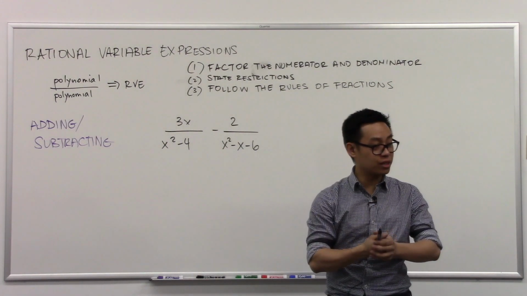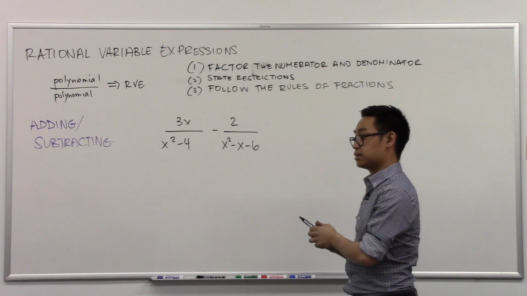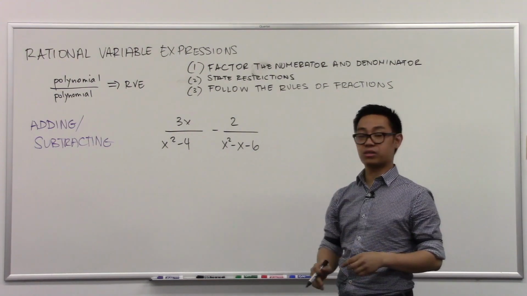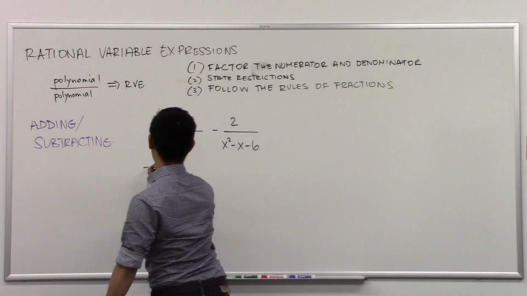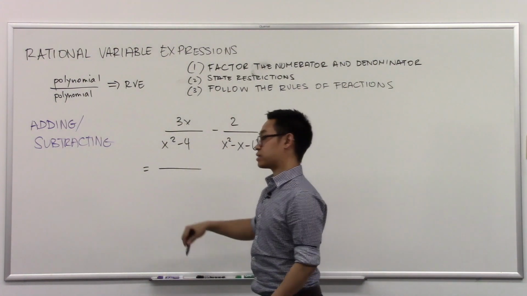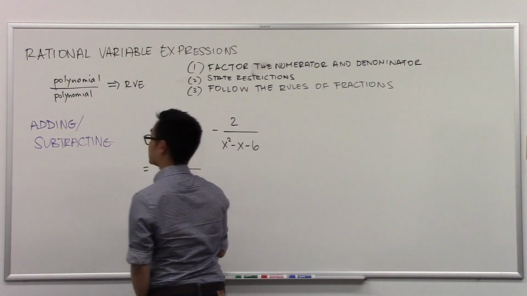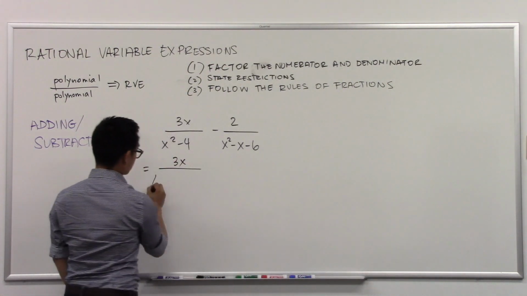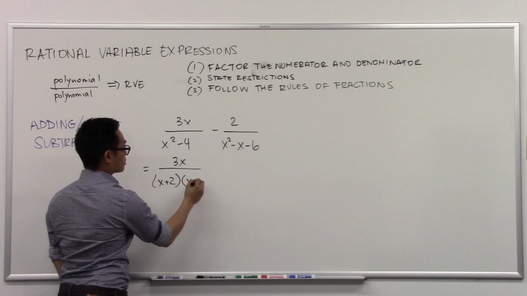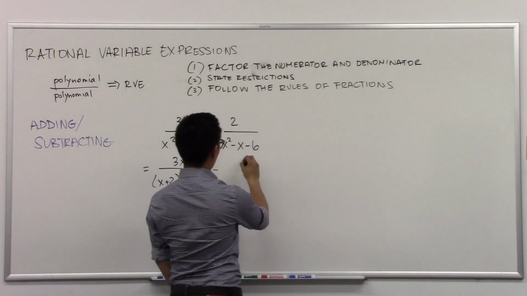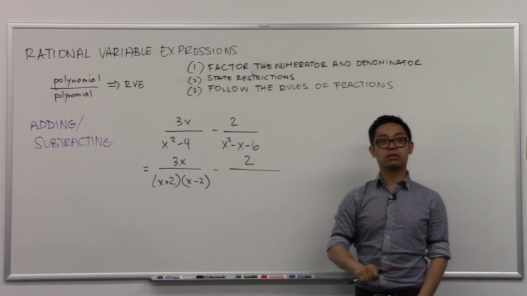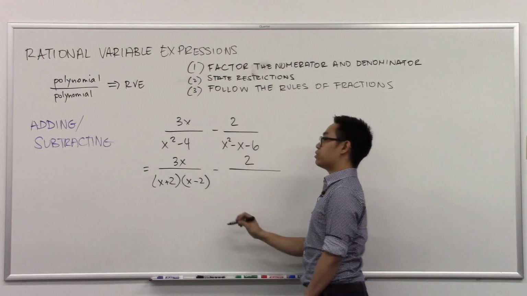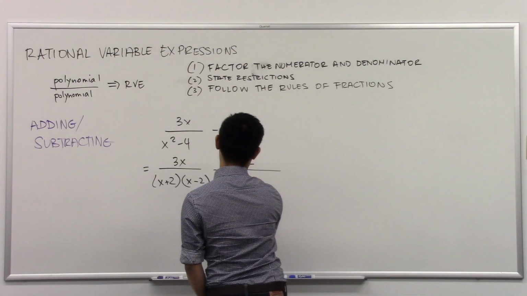All right, so the rules for adding and subtracting: you have to find a common denominator. But before that, you have to factor everything that you possibly can. So when I factor this, I cannot factor 3x, so it's just 3x. I can factor x squared minus 4. It's x plus 2, x minus 2. It's a difference of squares. I can't factor 2. But I can factor this. This is an easy trinomial. It's x minus 3, x plus 2.